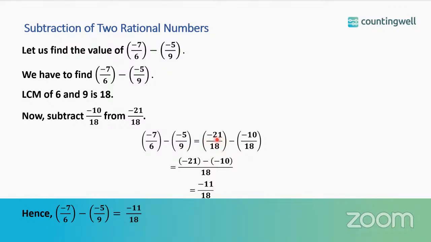So you have minus 21 by 18 minus of minus 10 by 18. So minus 21 minus of minus 10. Subtraction is same as adding the additive inverse. Additive inverse of minus 10 is 10. So if you add 10 to minus 21, it will be minus 11. So minus 11 by 18 will be the final subtraction.